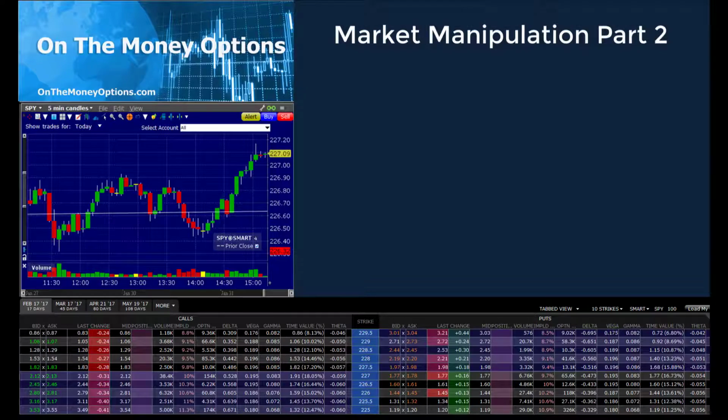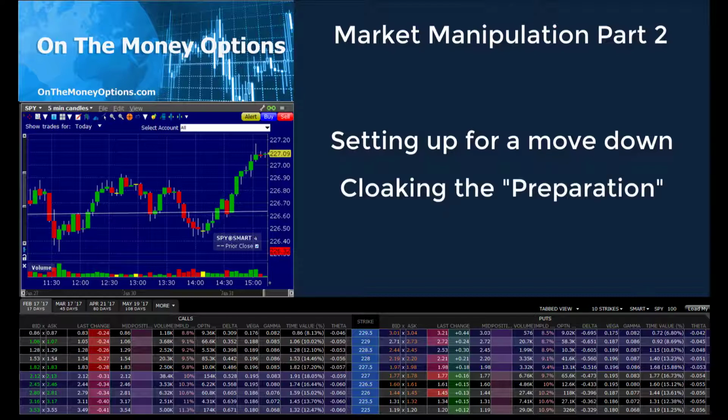It's Sunday, February 10th. We're going to look at a continuation of our market manipulation series. This is part 2. We're going to talk first about how the big institutional traders set up for a move down. And then we're going to discuss how they are cloaking the preparation for this move down. And then finally, I'm going to show you how to see it happening, what to be on the lookout for, and what to do to get ready.